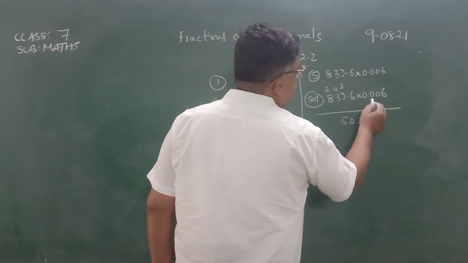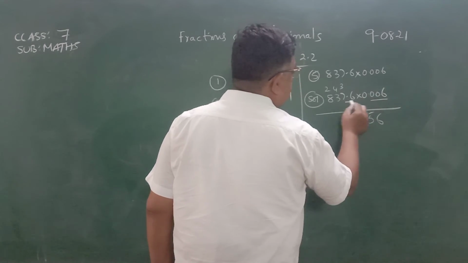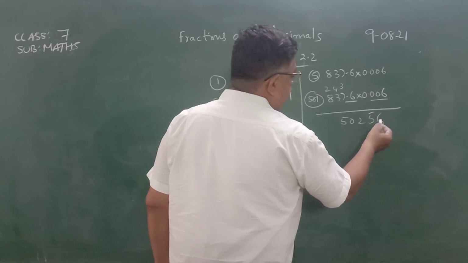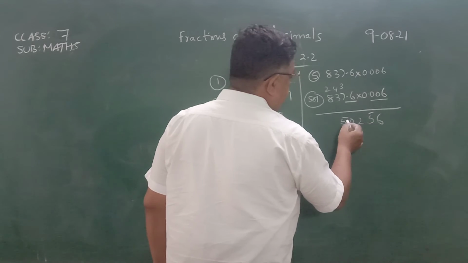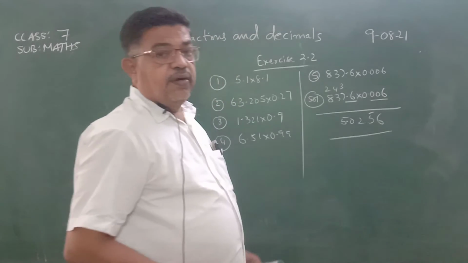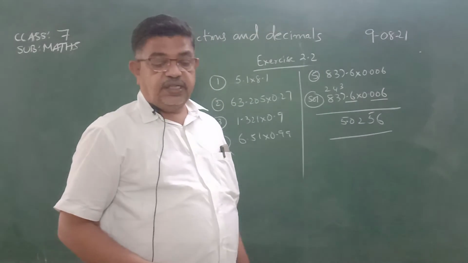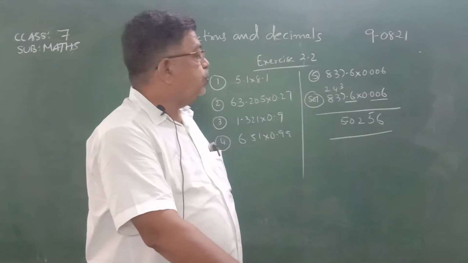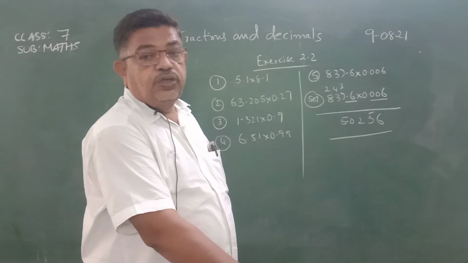Count the number of decimal places. Here there are 3 decimal places and here there is 1 decimal place. So counting the number of places, totally 4. 1, 2, 3, 4. So the point is kept after 4 decimal places and you got 5.0256. That is the product of 837.6 into 0.006.